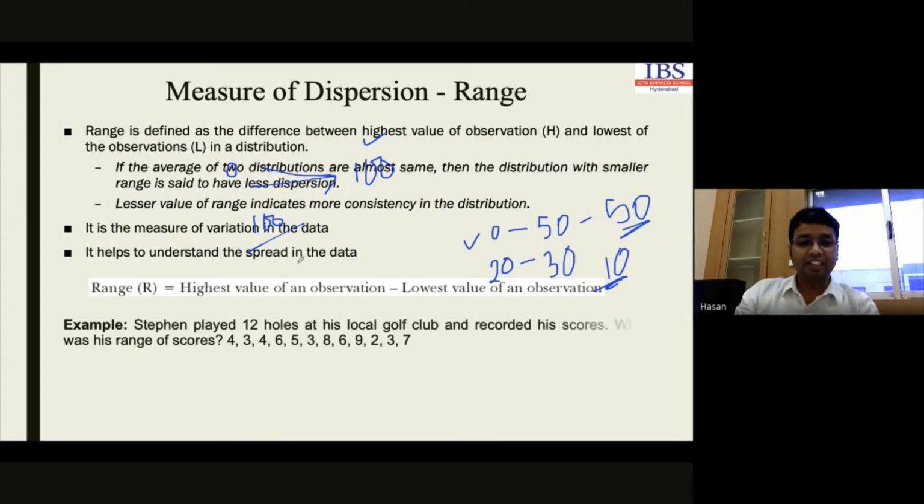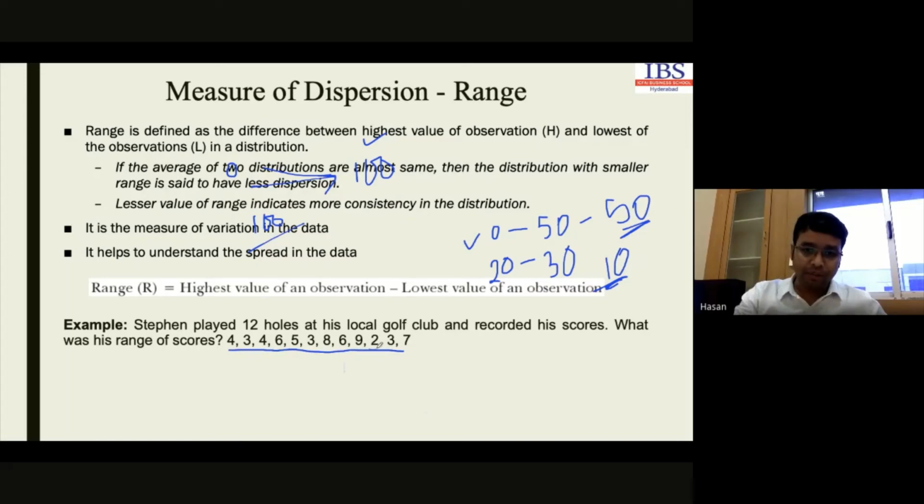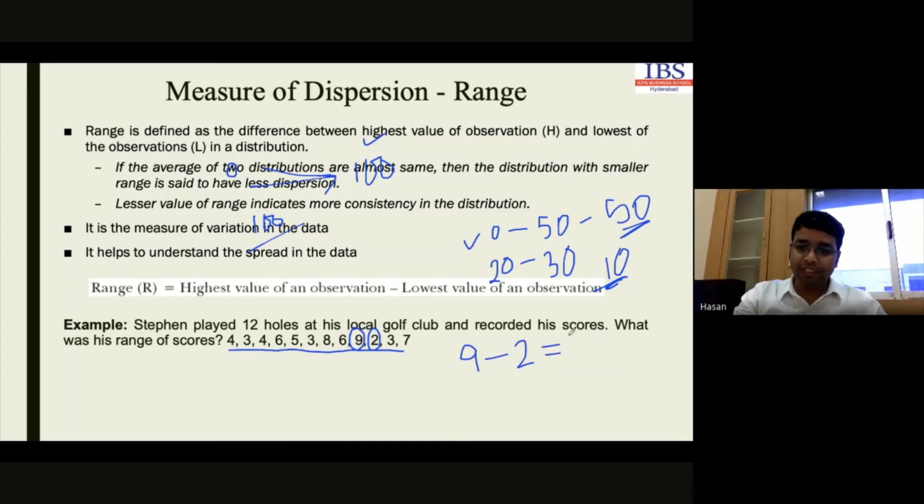Another part is, look at this example here. To identify the range, the best way is to arrange the data in ascending or descending order and find the lowest value and the highest value. In this particular case, what is the lowest value here? The lowest value is 2, and the highest value is 9. So what will be the range here? 9 minus 2 is 7. So it is very simple. Our range is 7.